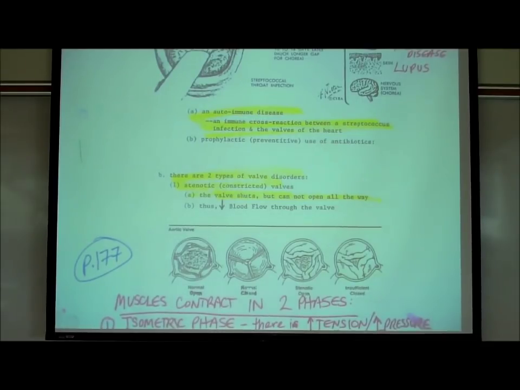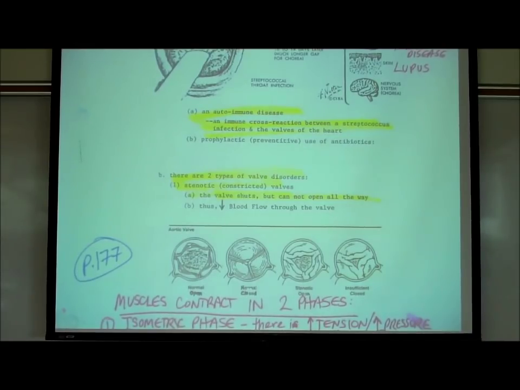Now, the problem with the door could be that the door doesn't open all the way. Imagine the door shuts fine, but it doesn't open all the way. When a valve will shut okay, but it doesn't open all the way, we say it's stenotic. There's stenosis. There is a narrowing of the opening. The opening is narrowed, constricted. It doesn't open all the way. It's a stingy door. Stingy hinge. It's got a hinge too. So it's a stingy hinge.